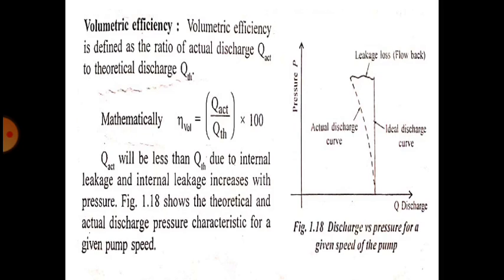Volumetric efficiency is given by Q actual divided by Q theoretical into 100. Q actual will be less than Q theoretical due to internal leakages. If you observe the graph, you can see the leakages. Q actual is less than Q theoretical due to the internal leakage, and internal leakage increases with pressure. This is the actual discharge pressure characteristic for a gear pump for a given pump speed.